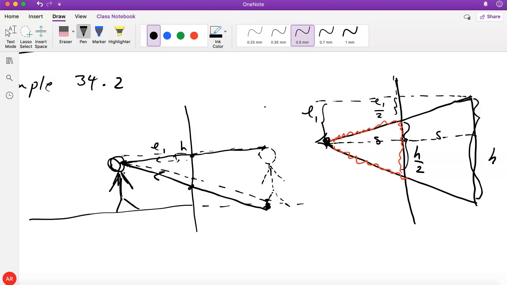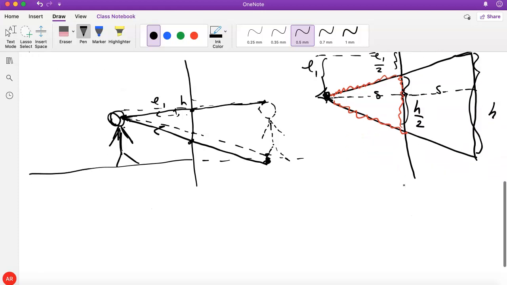So if the top is slightly below that point, we're not gonna see the image of the top of your head. And if the bottom is slightly above this point, again, we're not gonna see the image of your feet.